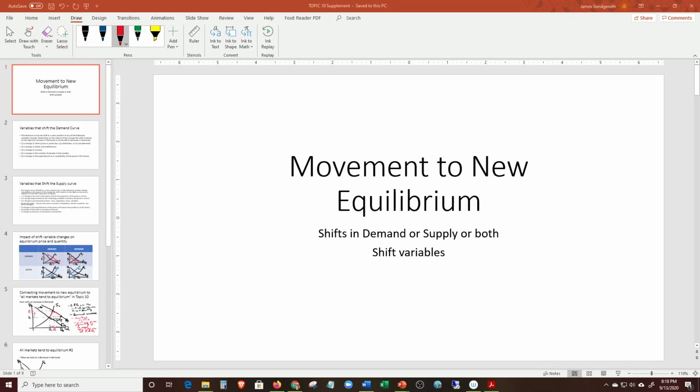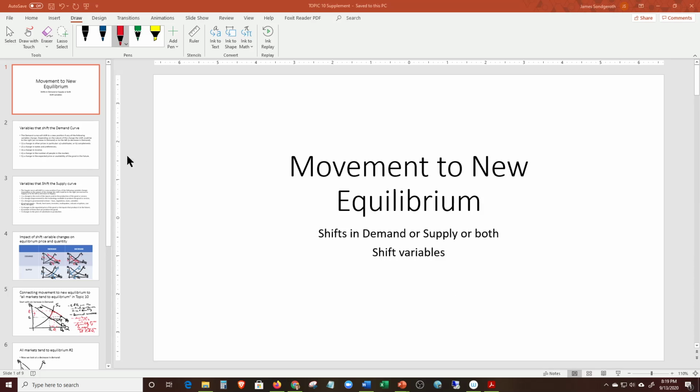This lecture is going to be a supplement to the Topic 10 lecture about establishing equilibriums, and we're going to dive into it a little bit more and talk about establishing new equilibriums if the supply or demand curve shifts to a new position, because one of the variables other than price has changed, shifting the whole demand curve, changing the demand, or shifting the whole supply curve, changing the supply.